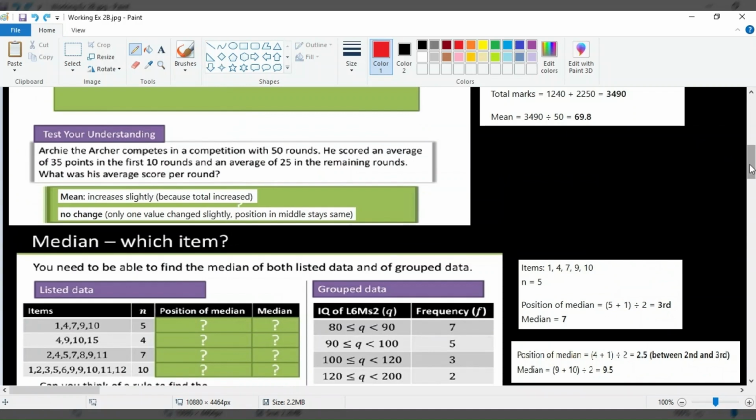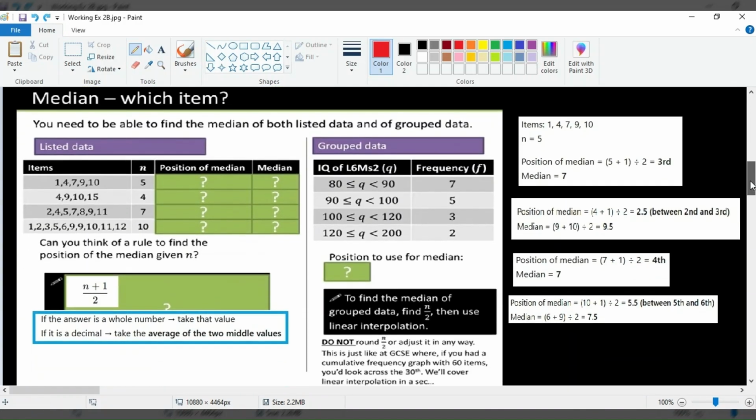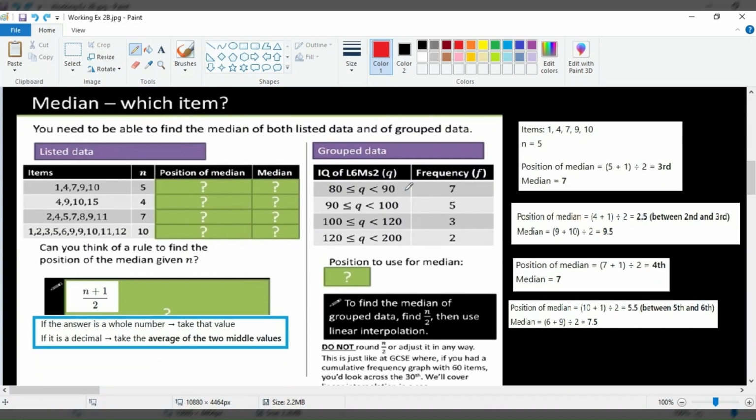When it comes to the next slide that you can find in the Frost, it says the items over here are 1, 4, 7, 9, 10. That means once we clear 1 and 10, 4 and 9, you have 7. Okay, and the number of items is 5. That means the position of the median is going to be 5, and this is going to be 7.